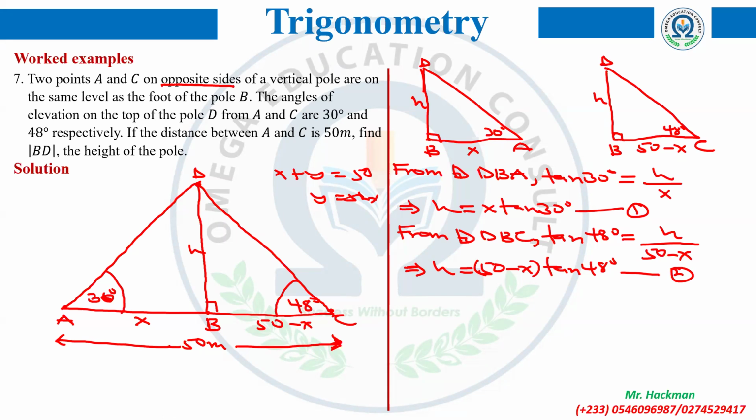Yes, please. Okay, so I know that equation 1 should be equal to equation 2. So this means that my x tan 30 here should be equal to 50 minus x, the whole of that, tan 48. So I'll write this as x tan 30 degrees will be equal to 50 minus x, in brackets, tan 48 degrees.